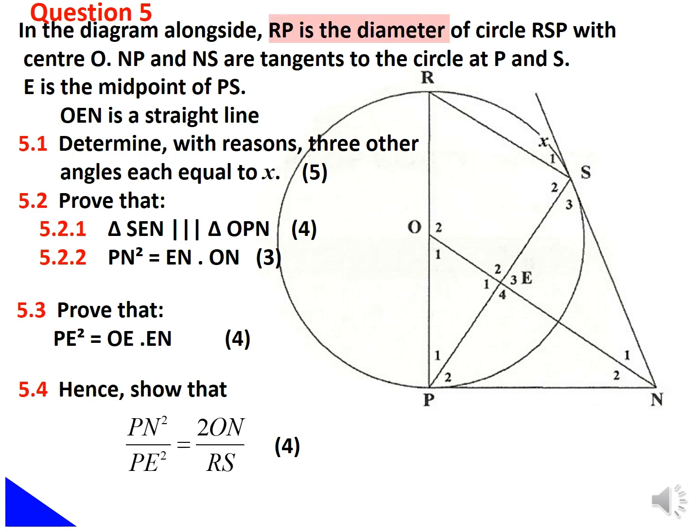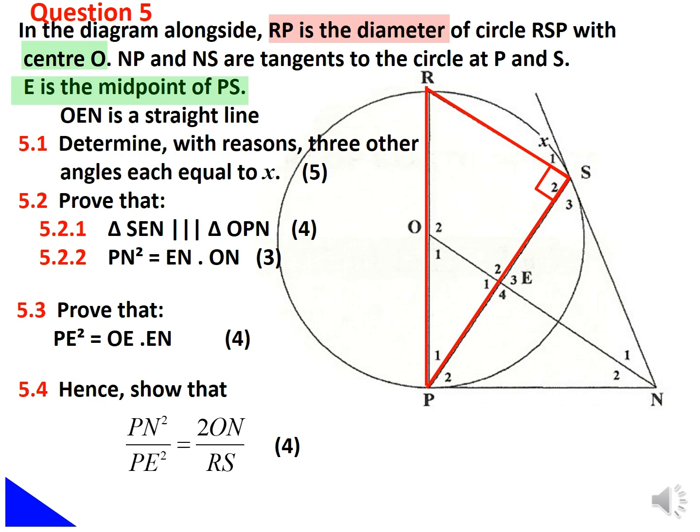To start with, I have been given the diameter of the circle. The moment we say RP is the diameter, then you ask yourself, okay, what do I know about the diameter? A diameter subtends a 90-degree angle at the circumference, which means S2 is equal to 90 degrees, or we can say angle in a semicircle. Now we have a 90-degree angle there. Let's carry on and see what else we have.